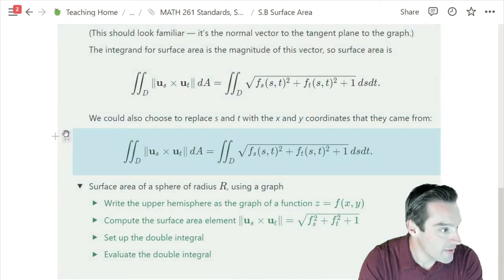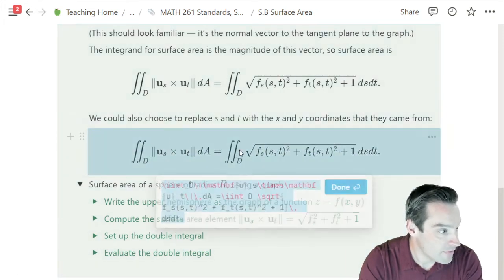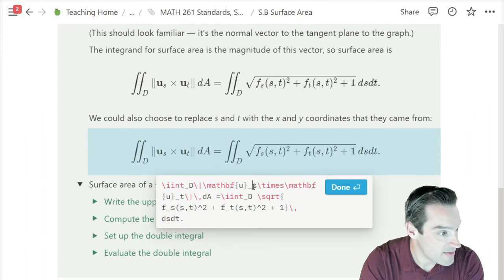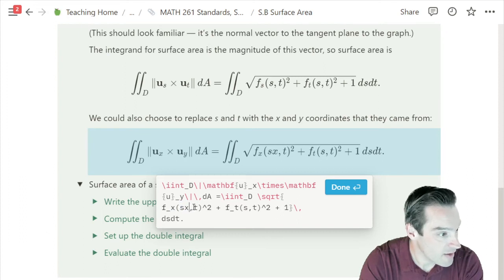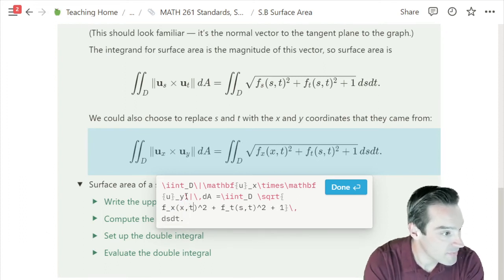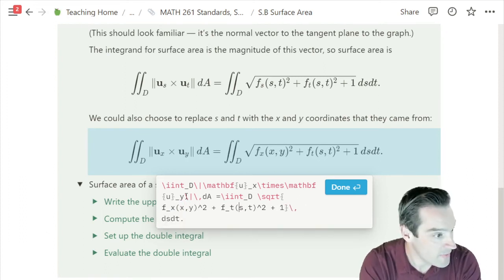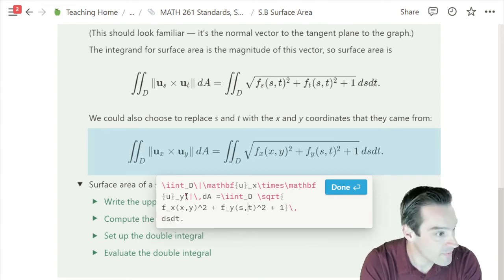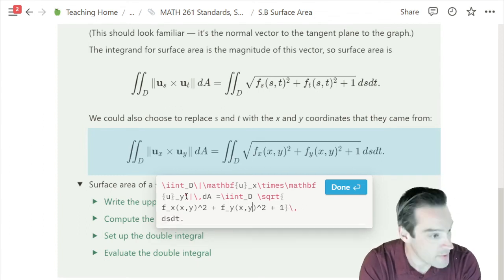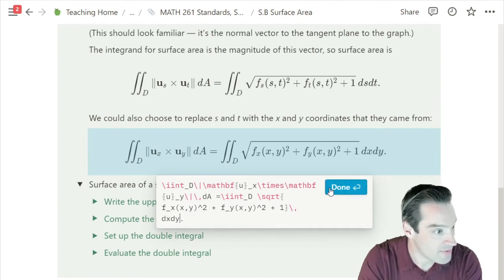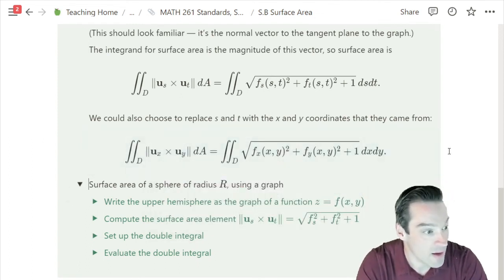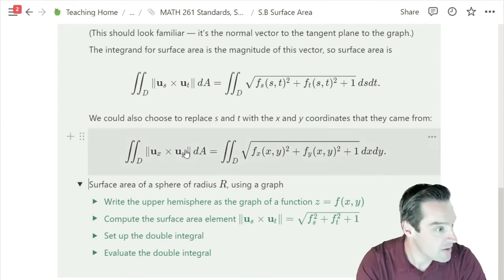And if I replace s and t with x and y, we'll get a formula that is the one that they proffer in the book. So instead of s and t, we just remember that for a graph, s and t can mean the same thing as x and y. And so it's the square root of the x partial derivative of f squared added to the y partial derivative of f squared plus 1, and then integrated dx dy or dy dx, whichever is your favored approach for that.